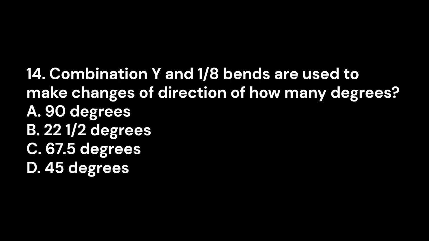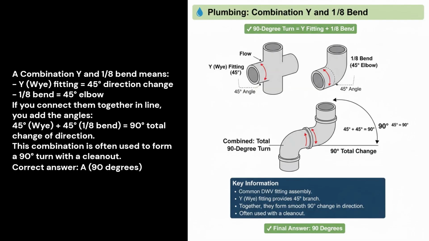Number 15. Combination Y and 1/8 bends are used to make changes of direction of how many degrees? A. 90 degrees. B. 22.5 degrees. C. 67.5 degrees. D. 45 degrees. A combination Y and 1/8 bend means Y, fitting equals 45 degrees direction change.